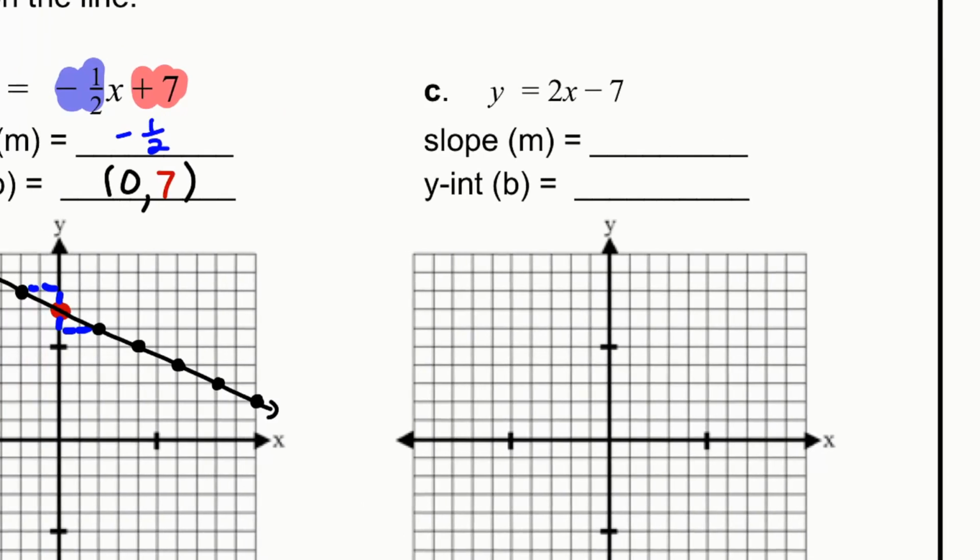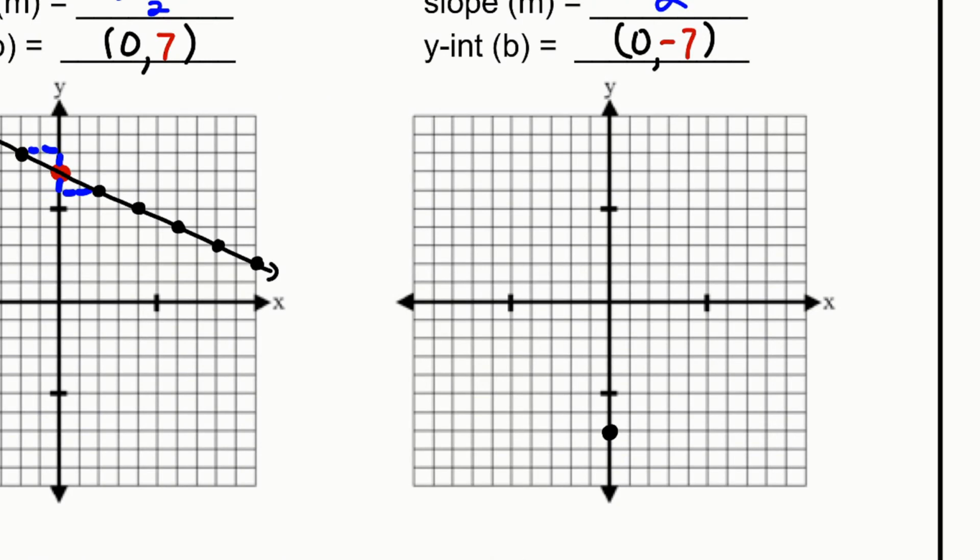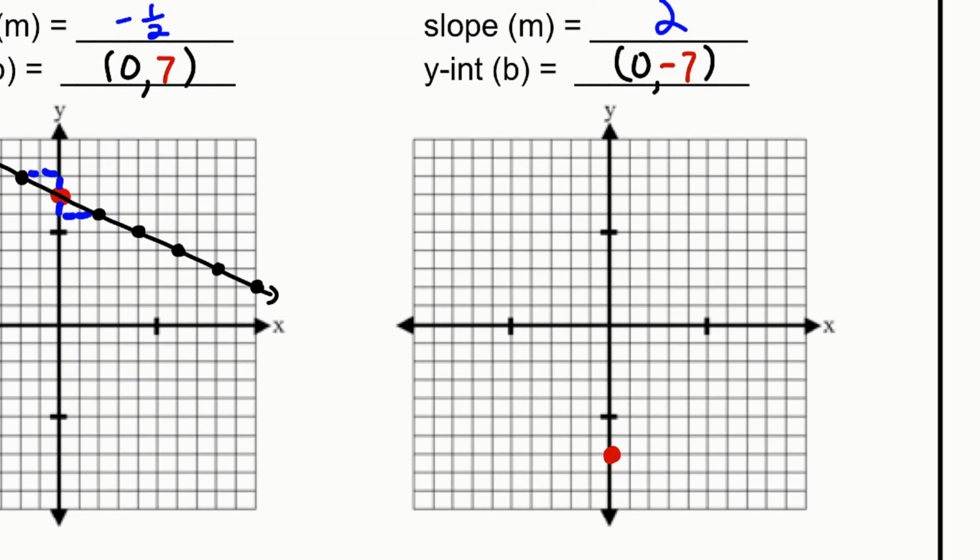On C, our slope is 2. Our y-intercept will be the point 0, negative 7. So 0, negative 7 is right there. Whoops, I want to use that red. 0, negative 7. With a slope of 2, that means go up 2 and to the right 1. Up 2 and to the right 1. We can just follow that pattern. We can also think of it as up 4 and to the right 2. That also works. And there we go.